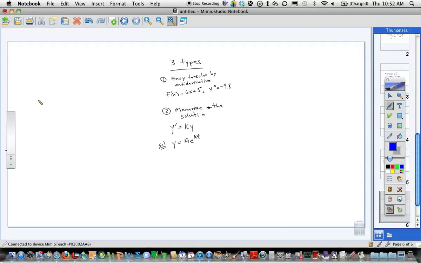Dollars per year, let's say. So y would be dollars and y prime would be dollars per year. Well, if you remember from science class, this is called a direct proportion or a direct relationship when you put a k there. This means that the rate of growth of your money, your dollars per year, is going to be proportional to the dollars you put in.